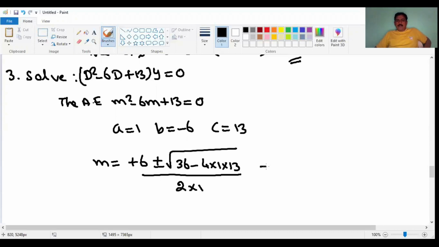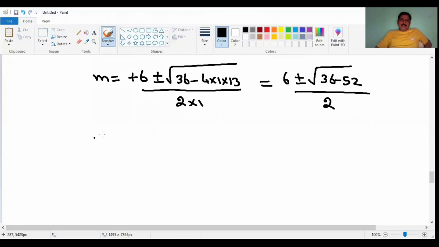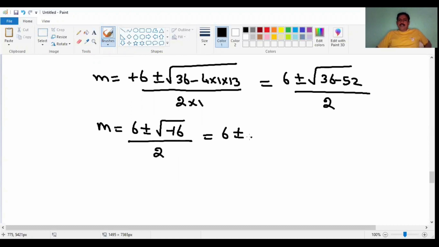2 into a value is 1. Here 6 plus or minus 36 minus 52 divided by 2. If you simplify this, m equal to 6 plus or minus square root of minus 16 divided by 2. We can write 6 plus or minus square root of minus 1, which gives i, and the root of 16 is 4, divided by 2. Therefore, take 2 as common here and we can write i into 2 divided by 2.